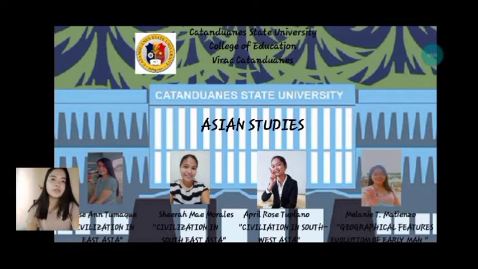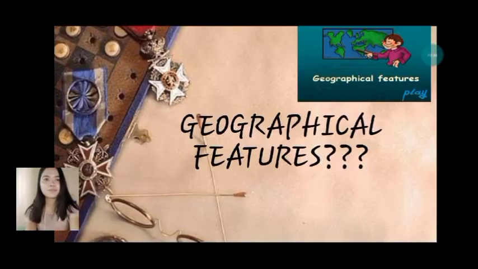The subject that we are going to discuss for today is Asian Studies. Let me first introduce my co-speakers. First, we have Miss Rose Antumake. She will discuss the civilization in East Asia. Second, Miss Sharmi Morales, civilization in Southeast Asia. And the third one is Miss April Rose Tuplano, civilization in Southwest Asia. And lastly, Melanie Timachanzo, I am going to discuss the geographical features and evolution of early man in Asia.